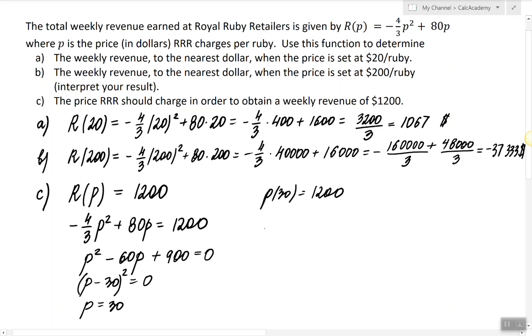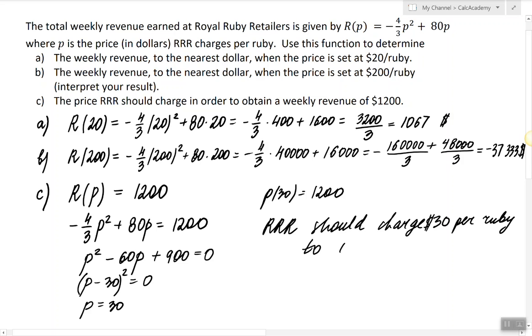And how do we interpret this? The company should charge $30 per ruby to obtain the revenue of $1,200.